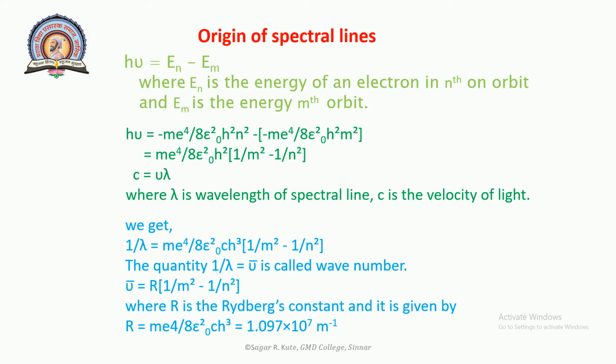Mu bar is equal to R into bracket 1 upon m square minus 1 upon n square bracket complete, where R is Rydberg's constant and it is given by R is equal to m e raised to 4 upon 8 epsilon 0 square c h cube, which is equal to 1.097 into 10 raised to 7 per meter, that is meter inverse.